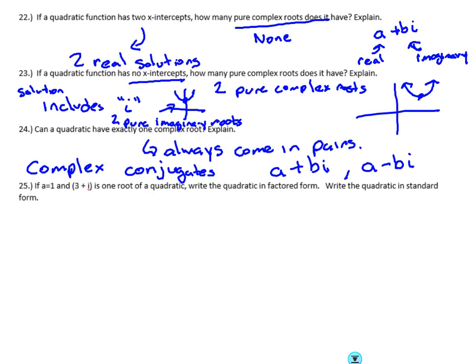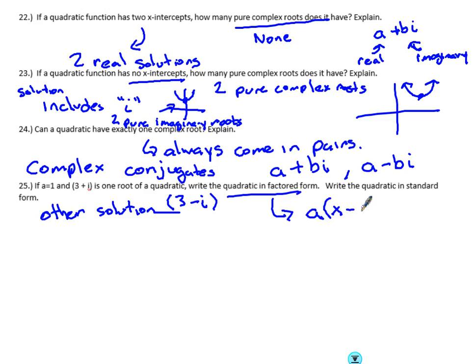So for number 25, if one of the solutions is 3 plus i, the other solution is 3 minus i. So to write the quadratic in factored form, that's a times x minus solution number 1 times x minus solution number 2. We're given the a value is 1.